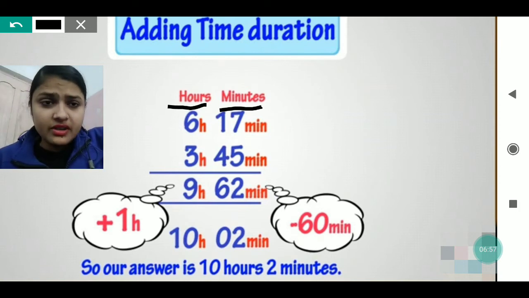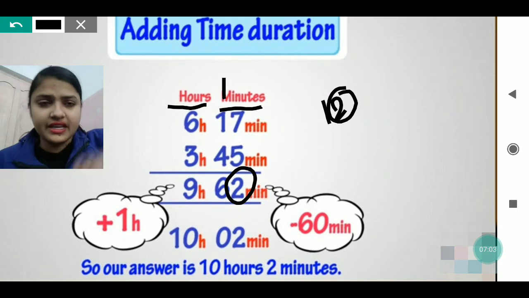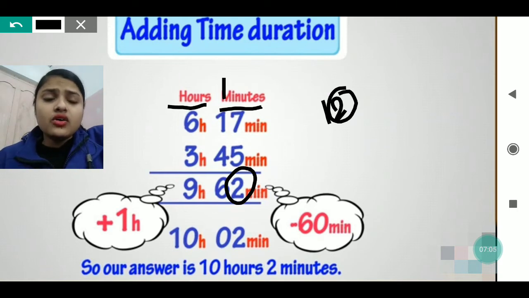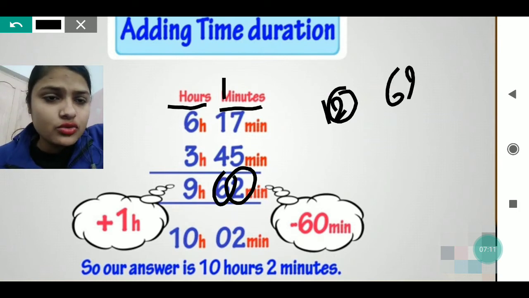So 7 plus 5 will be 12. So only the second digit I am writing here, that is 2. 1 I will take carry. After that, 4 plus 1 is 5 plus 1 is 6. Okay, you are getting 62 minutes.